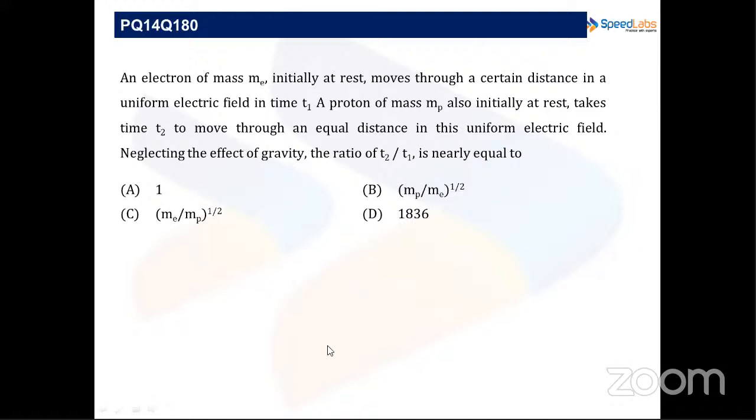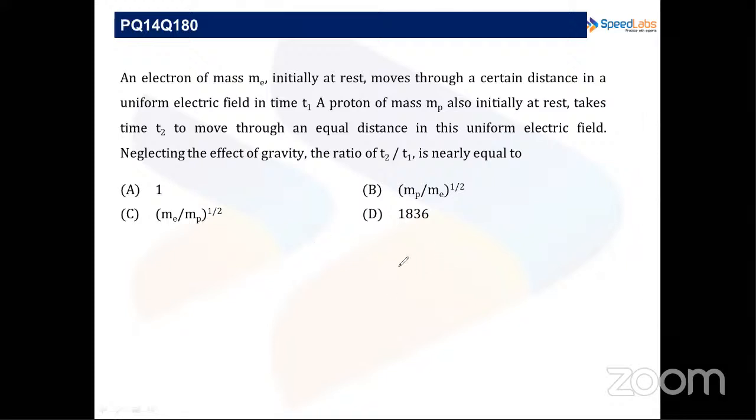Okay, so basically our first question is that an electron of mass me initially at rest moves through a distance in a uniform electric field in time t1. A proton of mass mp also initially at rest takes time t2 to move through an equal distance in this uniform electric field. So let's say the uniform electric field is E. So the charge on proton or electron both is e, right?